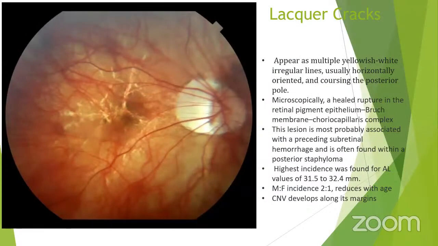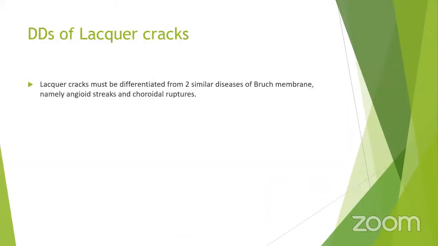So lacquer cracks appear as multiple yellowish-white irregular lines, usually horizontally oriented and coursing the posterior pole. Microscopically, it's a healed rupture in the retinal pigment epithelium Bruch's membrane choriocapillary complex. This lesion is most probably associated with a preceding subretinal hemorrhage and is often found within a posterior staphyloma. Highest incidence is found for axial lengths of 31.5 to 32.4 millimeters. Male to female incidence is 2:1. The incidence reduces with age, and CNVM generally develops along the margins of the lacquer cracks.